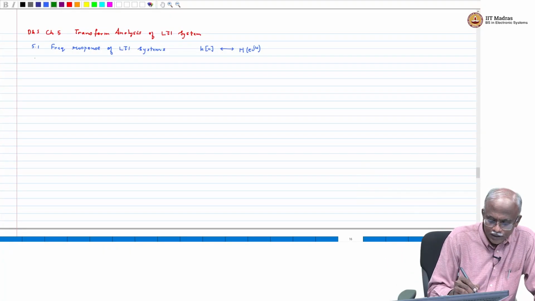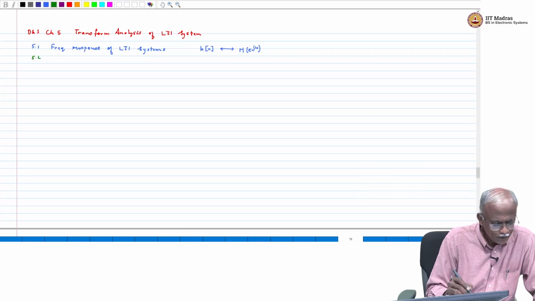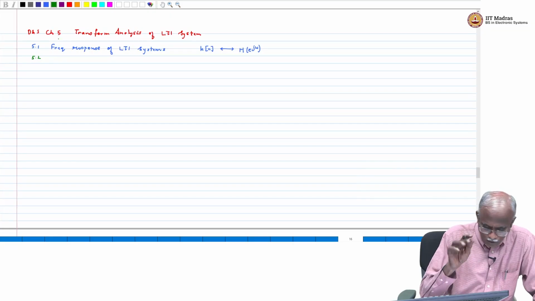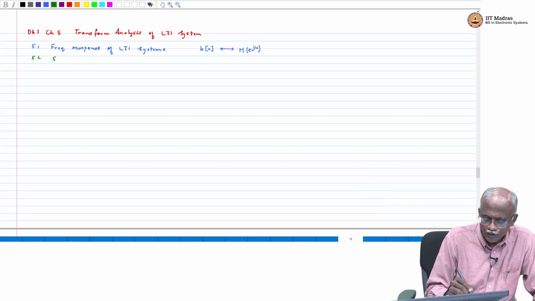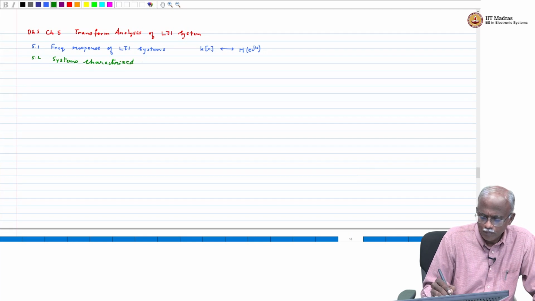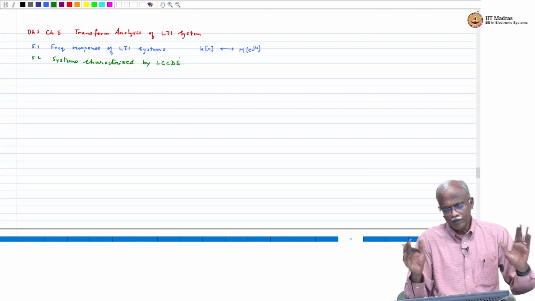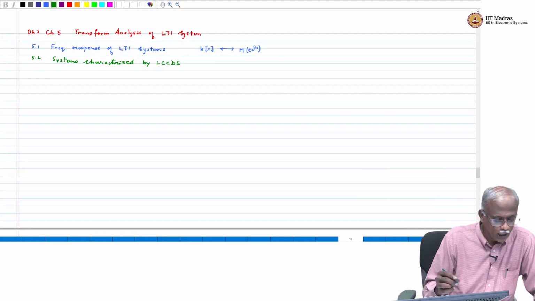Now, section 5.2 says that you can use this technique to analyze LTI systems characterized by LCCDE. Again, this is something that we have already touched upon. We'll just quickly review that.